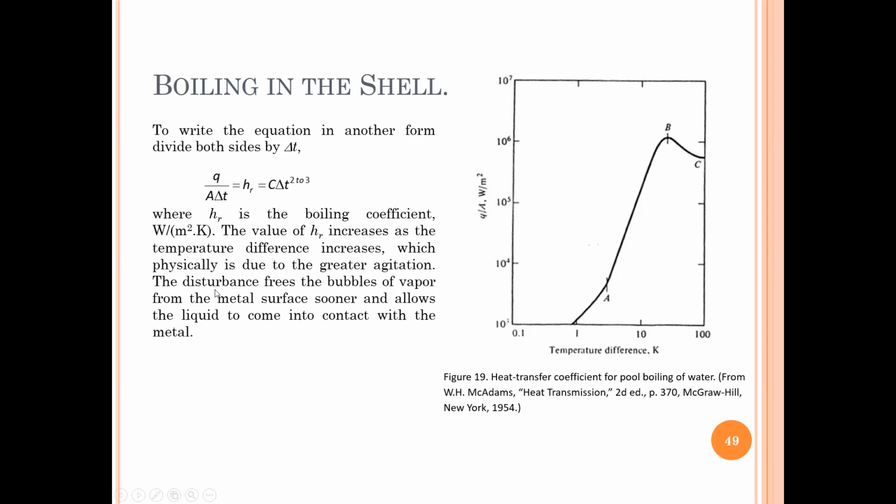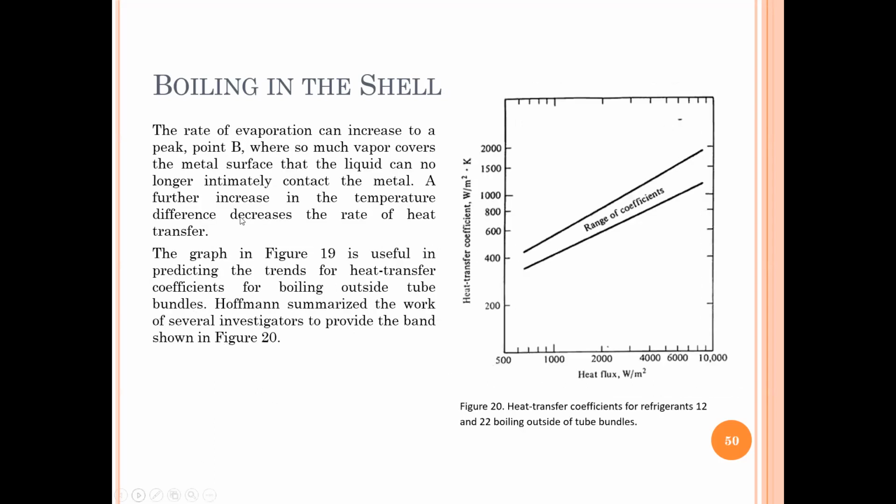The disturbance frees the bubbles of vapor from the metal surface sooner and allows the liquid to come into contact with the metal, so it can continue boiling. The rate of evaporation can be increased to a peak where so much vapor covers the metal surface that the liquid can no longer intimately contact the metal. A further increase in the temperature difference decreases the rate of heat transfer.